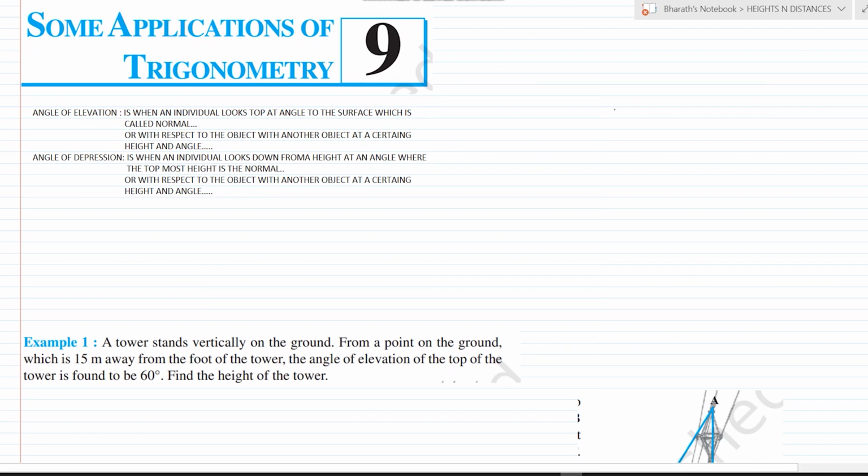Hi, today we'll be learning about heights and distances, or some applications of trigonometry. In applications of trigonometry, there are mainly two things, probably three things. One is the angle of elevation.